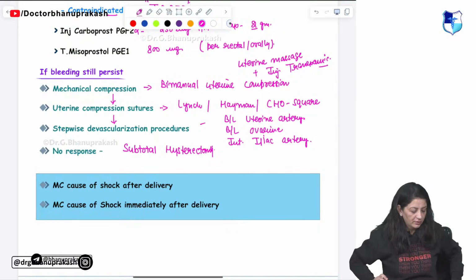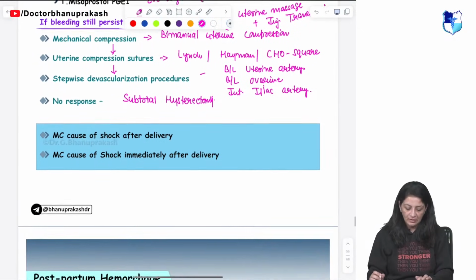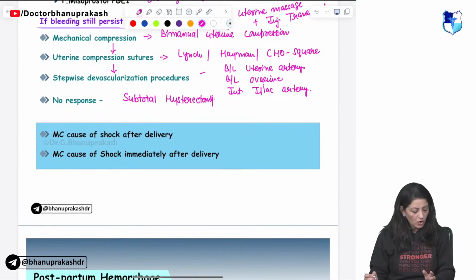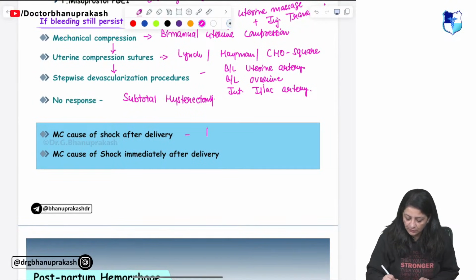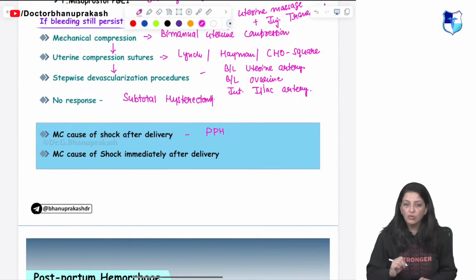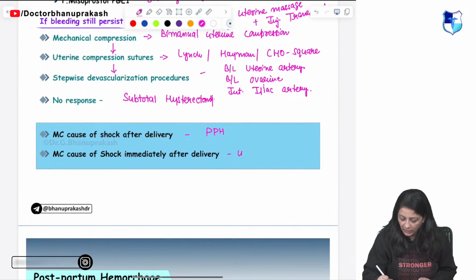Very, very important for your exam, treatment of PPH. So this is a one-liner: most common cause of shock after delivery is postpartum hemorrhage. Most common cause of shock immediately after delivery is uterine inversion.